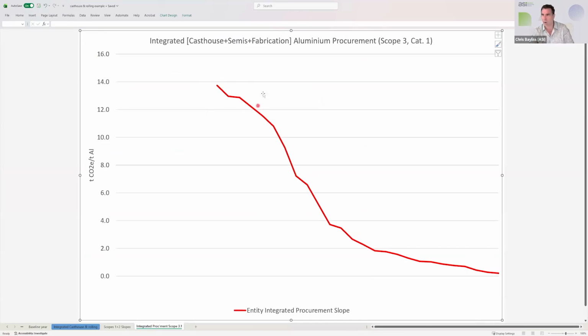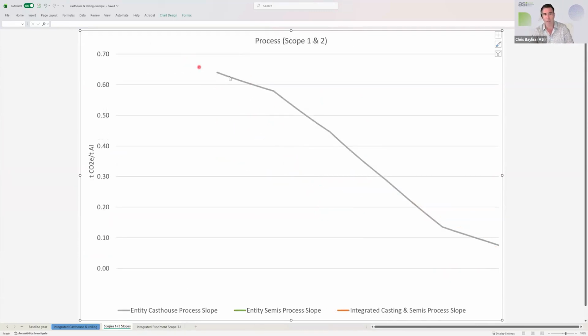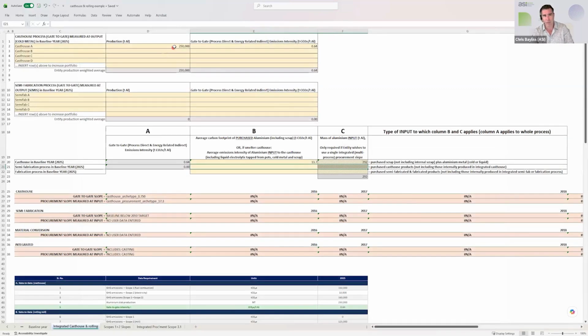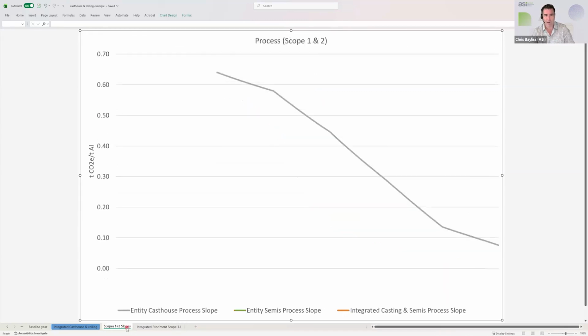You can see it's slightly lower here because you don't have the slab integrated into it, and your scope 1 and 2 slope would only be a cast house process slope. So if you're a cast house only, you only populate that field. If you're semis only, the same, you would do it below, and again you would have a described slope accordingly.